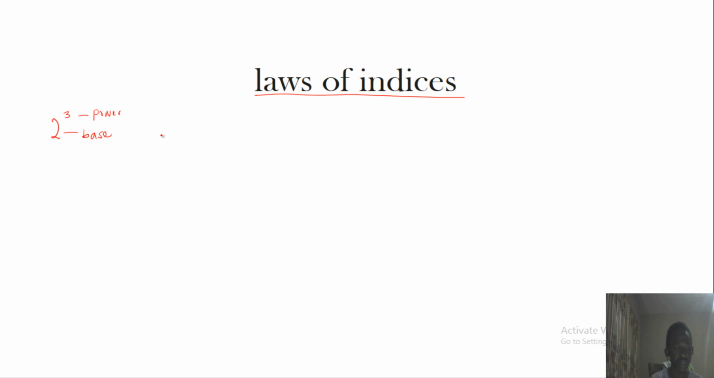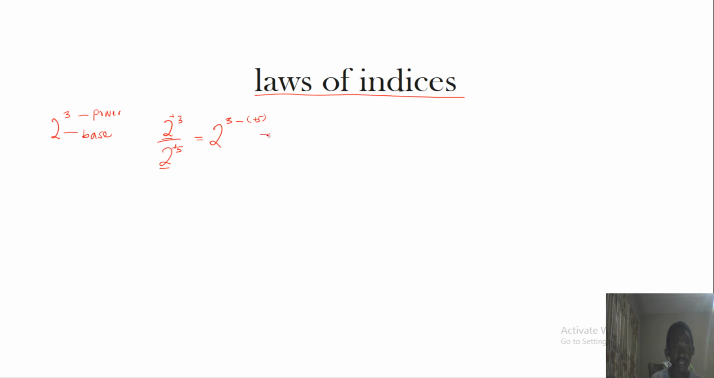The first thing you need to understand is if you have, for example, 2 raised to the power 3 over 2 raised to the power 5. When you discover that they have the same base, what you can do is write one of the base, then 3, then there's an invisible plus here. Since it's division, it becomes minus plus 5.